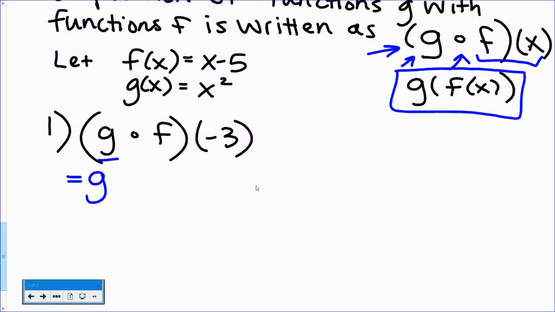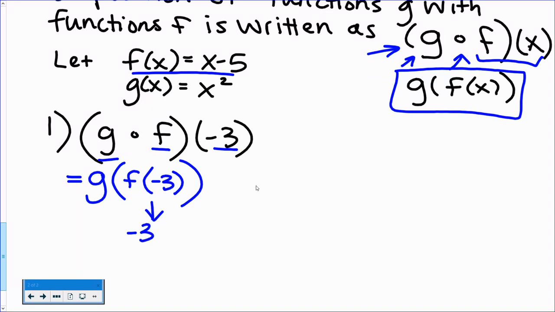You'll see this form, but I prefer to rewrite it. So I'm starting with g, and here's what I'm plugging inside is f since it's on the inside. What am I plugging inside? I'm plugging -3 inside equation for f. So this is telling me, well, let's find f of -3. When I look at my function above for f of -3, I'm replacing my x with -3, and then I would take away 5. So I would get -8 when I find f of -3.